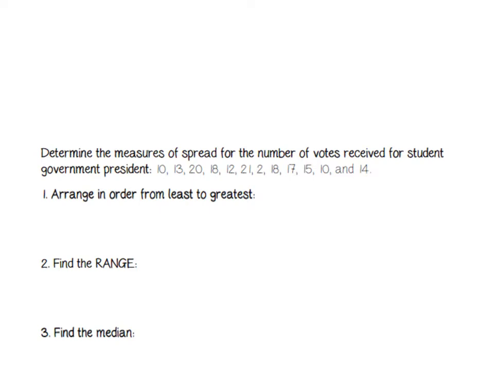So here we have a problem. It says determine the measures, remember more than one, of spread for the numbers of votes received for student government president. So here we have the numbers 10, 13, 20, 18, 12, 21, 2, 18, 17, 15, 10, and 14. So the first thing we need to do is arrange in order from least to greatest. So pause here and do that and double check with me.